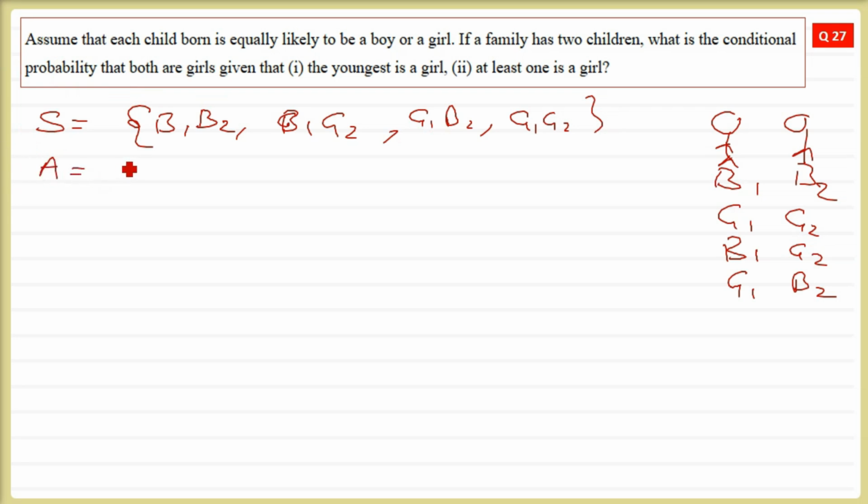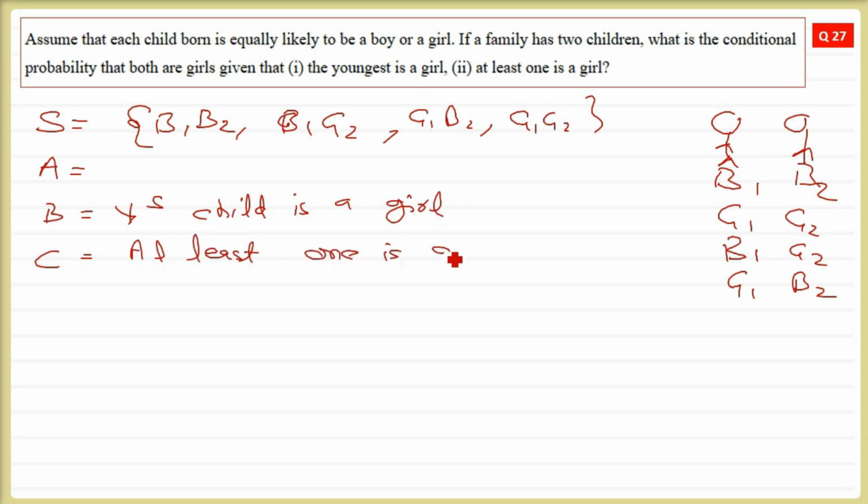Now let's make A here. We'll make this as B and C because the things which are known go below. So B is the youngest is a girl. I'm just writing in short; you already know it is given. The youngest is a girl is B and at least one is a girl is C, because we want A given B and A given C. That's why I have taken B and C as these two. Now what is the conditional probability that both are girls? A is the event we are interested in, both are girls. That's why we made it as set A.